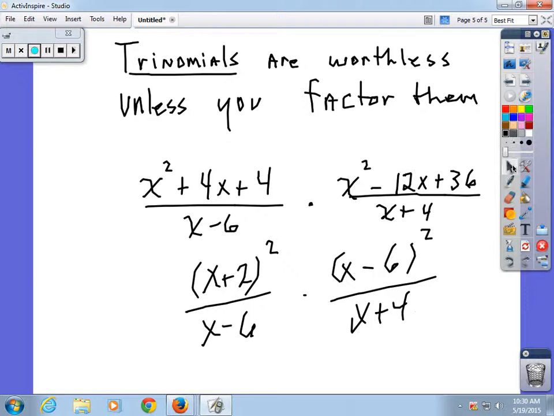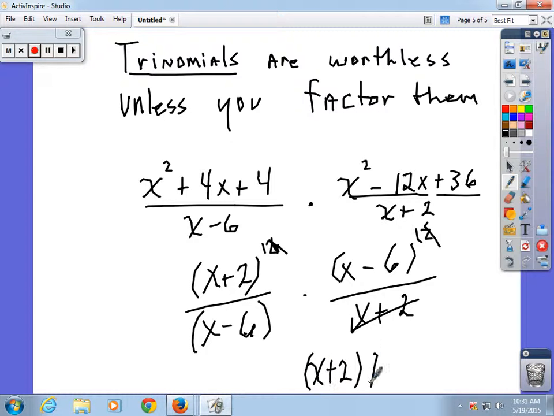This is supposed to be 2. I messed up. It's going to look better. And then what happens to some of them after that? Well, this one will cancel with one of these, and that'll make it x plus 2 to the first power. And then x minus 6 will cancel with one of these and make it to the first power. So your final answer is x plus 2 times what? X minus 6.